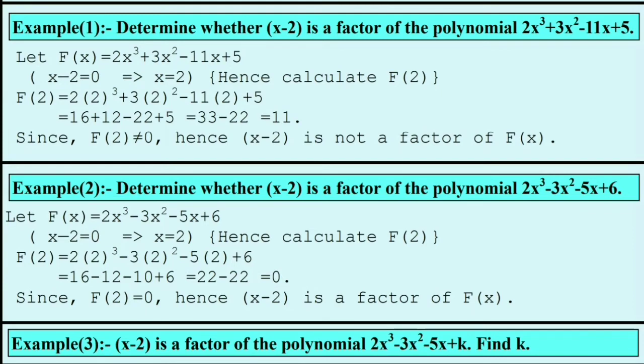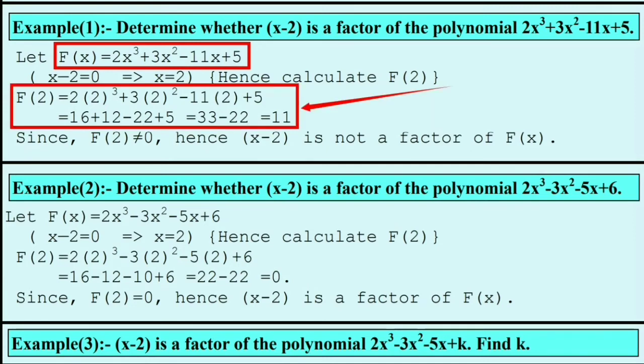Hence, in the expression 2x cubed plus 3x squared minus 11x plus 5, we replace each x with 2 and we simplify that expression, and finally we get the remainder 11. And since the remainder obtained is a non-zero number, hence x minus 2 is not a factor of f(x).